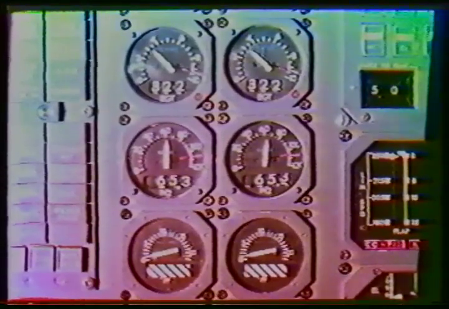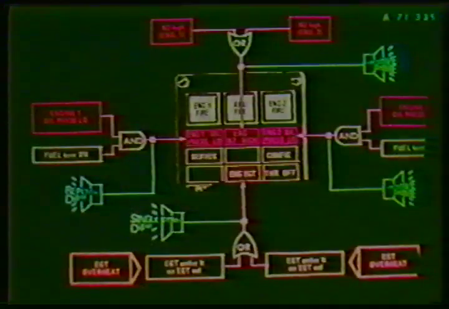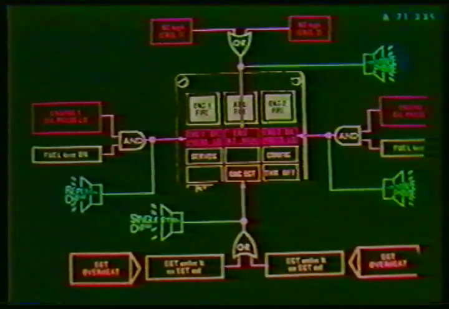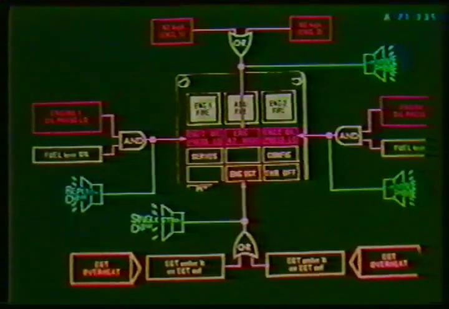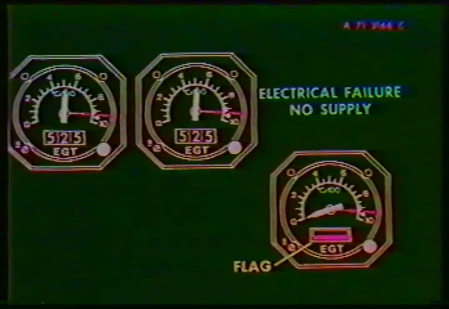When the N2 pointer reaches the maximum N2 shown by the red mark, the red engine N2 high warning light illuminates on the master warning panel and is accompanied by a single-stroke chime. The EGT is indicated by a pointer and a counter. The exhaust gas temperature is sensed between the high pressure and low pressure turbine. In the event of an electrical failure, a red flag covers the counter and the pointer returns to 0.